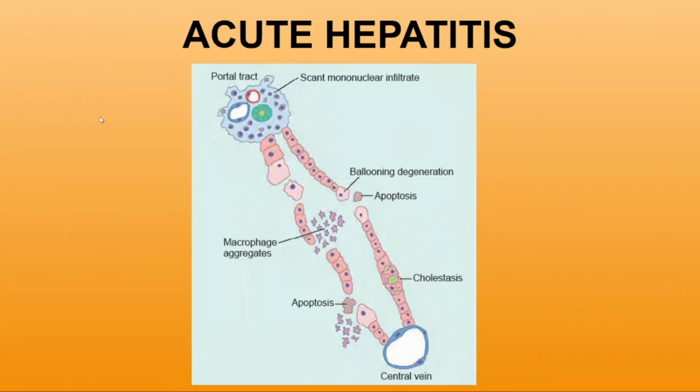Now let's move on to the very important subtopic, that is the pathological scene in acute hepatitis. So over here, first of all, this is the portal tract. In the portal tract, these structures you are looking at are the inflammatory infiltrate, because this is the inflammation of the liver. Now this structure you are looking at is the bile duct reaction.